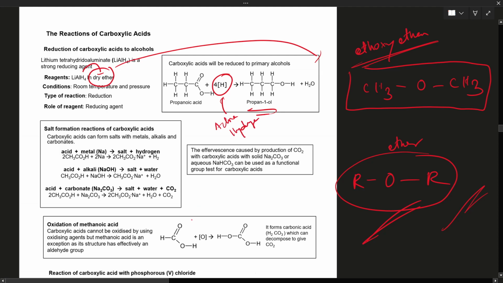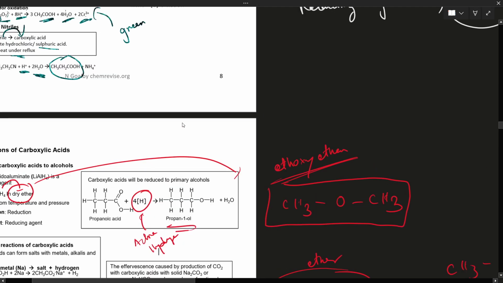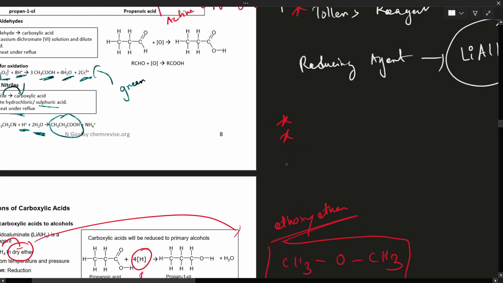Remember the definitions we learned in IGCSE, or you guys have learned in IGCSE. What are the three definitions of reduction? Loss of oxygen, right? Exactly. Gain of hydrogen and gain of electron, right?